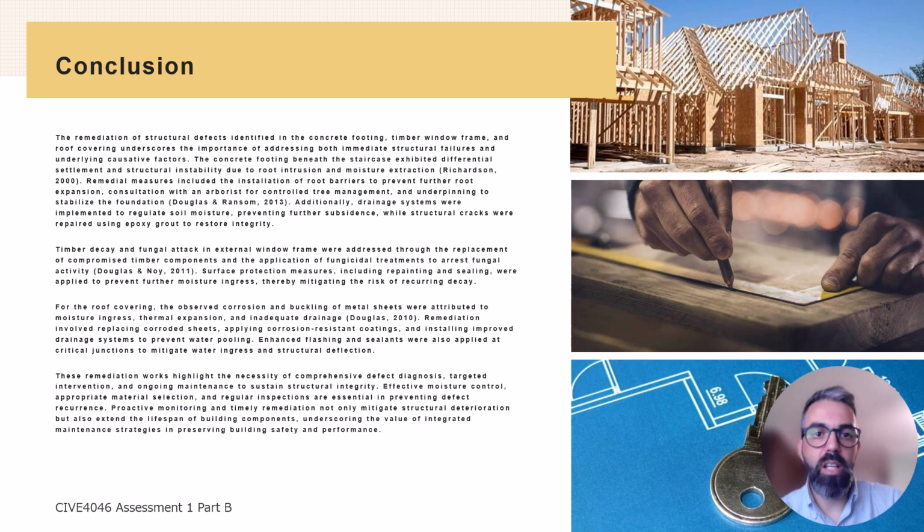Roof defects, including corrosion and buckling of metal sheets, were attributed to moisture ingress and inadequate drainage. Recommendations included replacing corroded sheets, applying corrosion-resistant coatings, and improving drainage systems to prevent water pooling.